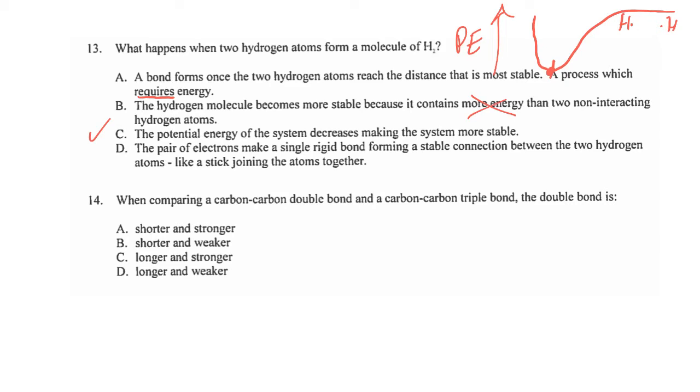The pair of electrons make a single rigid bond, forming a stable connection between the 2 H atoms, like a stick joining the atoms together. Okay, the pair of electrons make a single rigid bond, forming a stable connection between the 2 hydrogen atoms, like a stick joining the atoms together. That's an interesting choice. I suppose the part that makes it wrong, as we think about this, is just the word rigid.